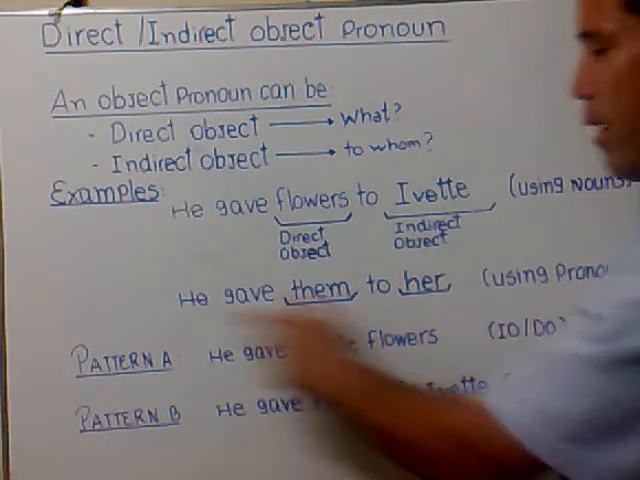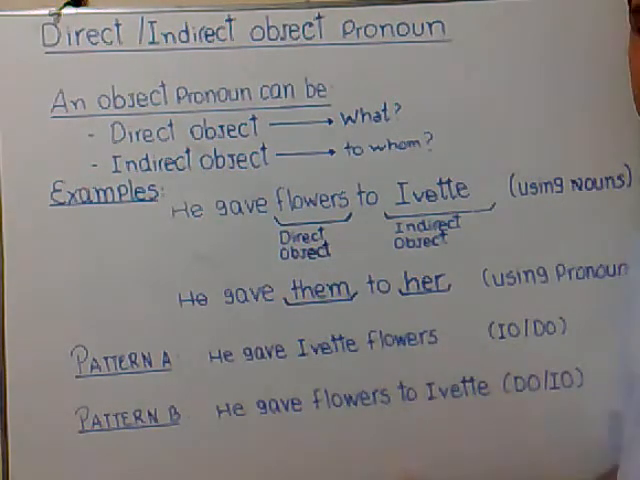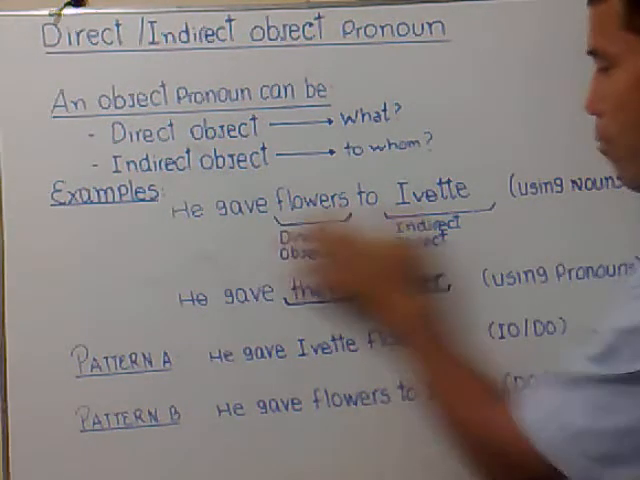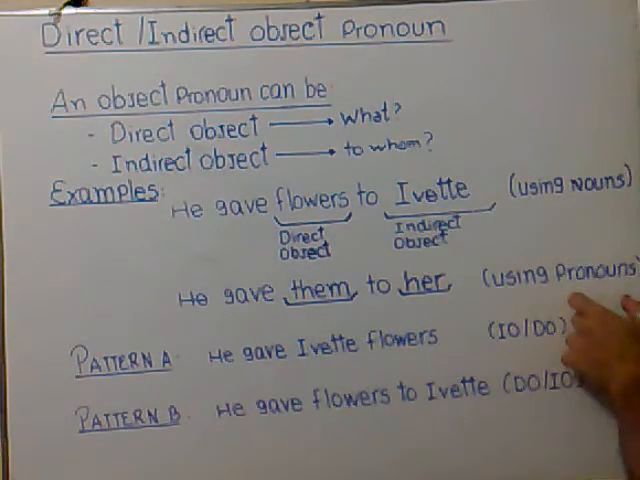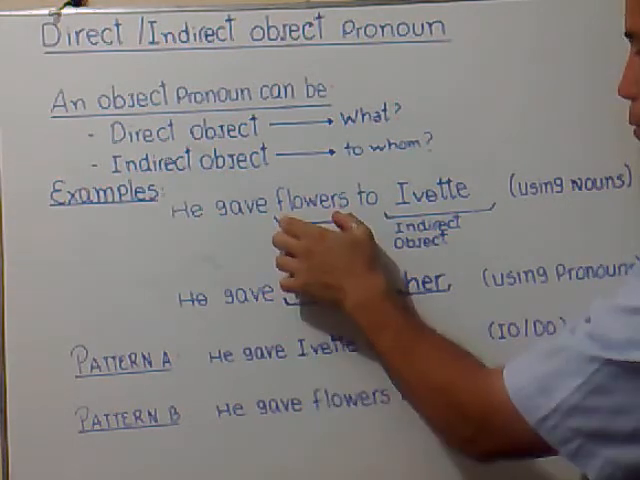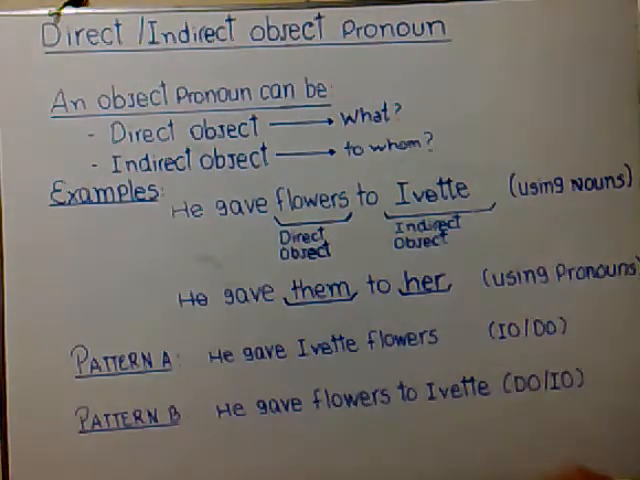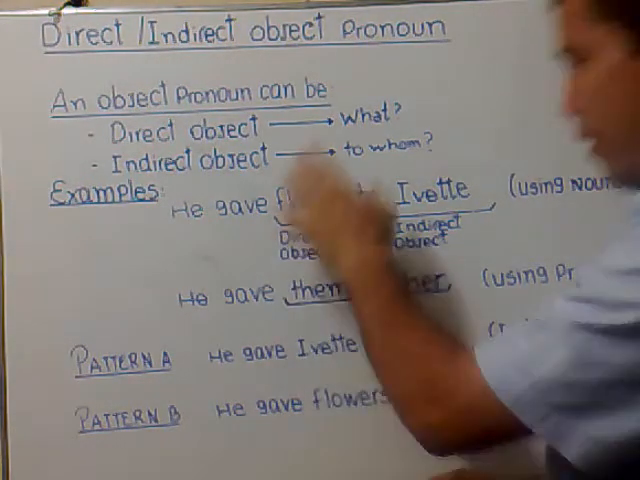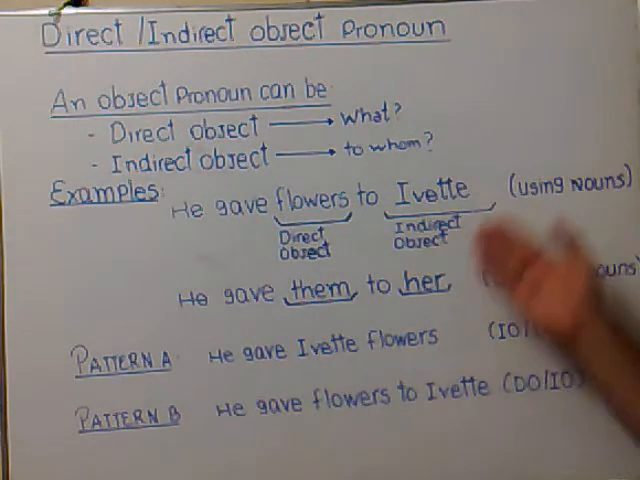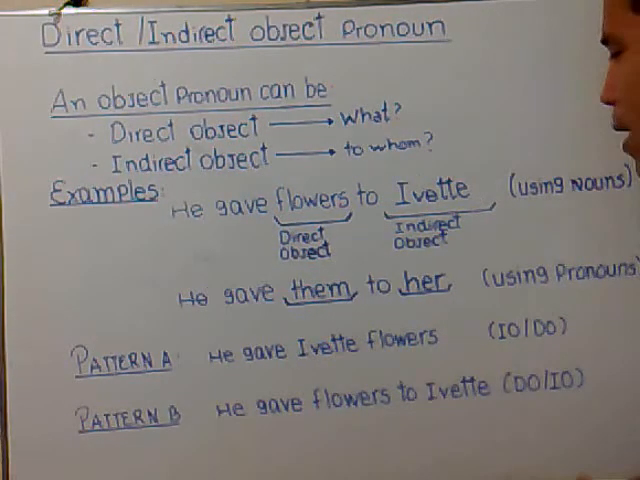Now, in the second sentence, I say, he gave them to her. What I'm doing here is something very simple. I'm substituting the nouns flowers and Yvette, and I'm using the pronoun instead, the object pronoun. He gave them is substituting flowers, and her is substituting Yvette. The difference between these two sentences is that in the first one I'm using nouns, whereas in the second I'm using the object pronouns.